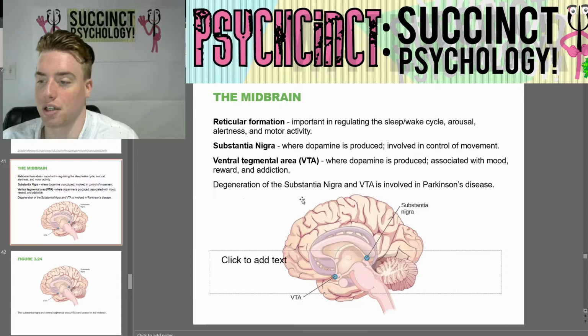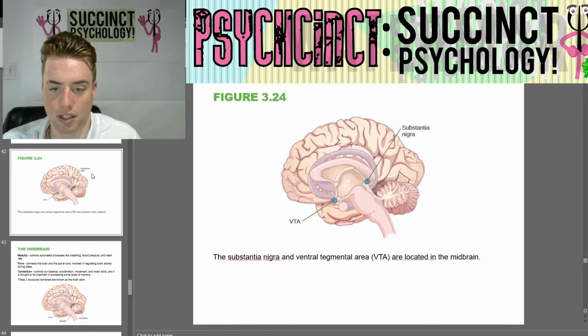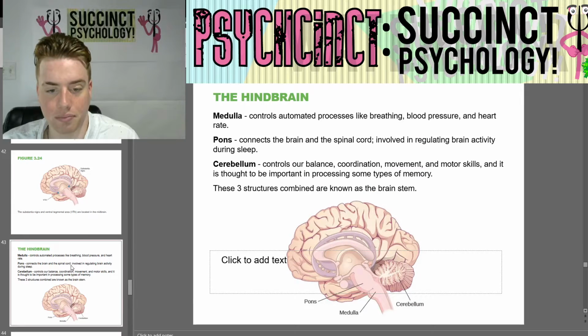Degeneration of the substantia nigra and VTA is involved in Parkinson's disease. So you have the substantia nigra and the VTA. Degeneration of that is what leads to Parkinson's, and Parkinson's is not a fun thing to have. So here again, you can see where they're located in the midbrain.